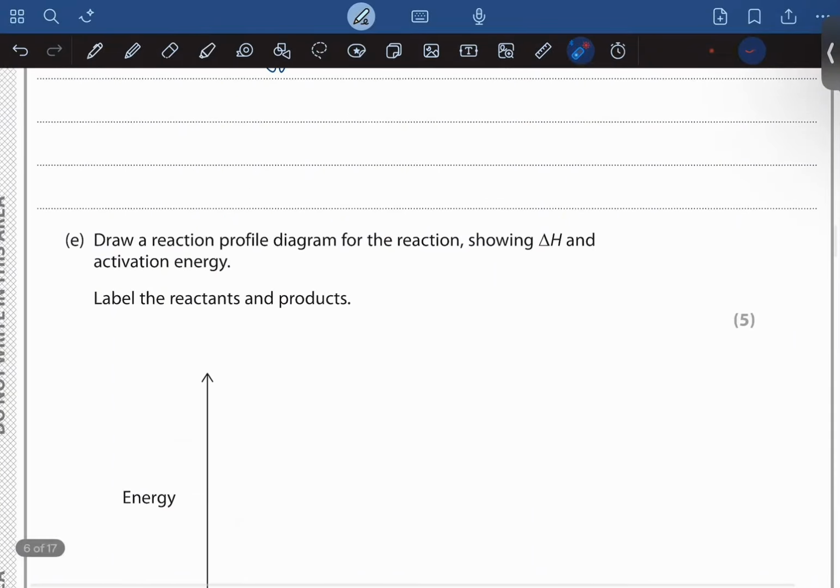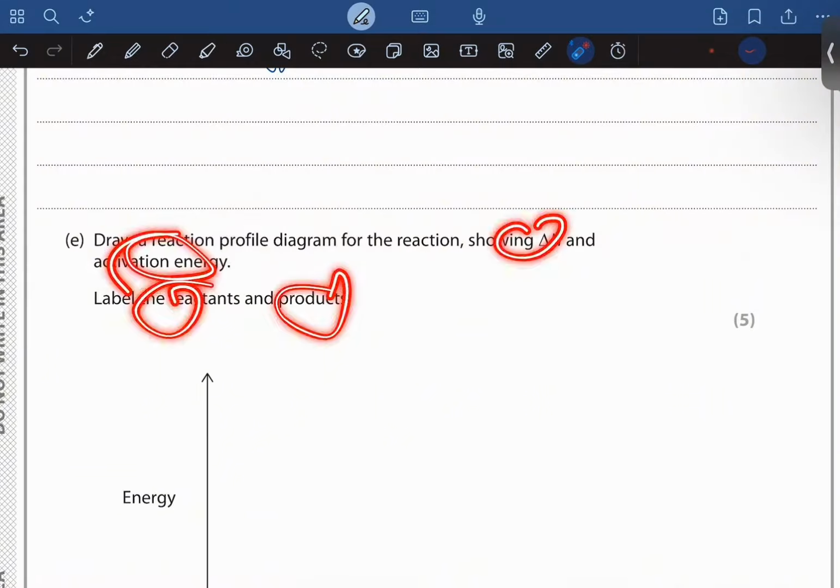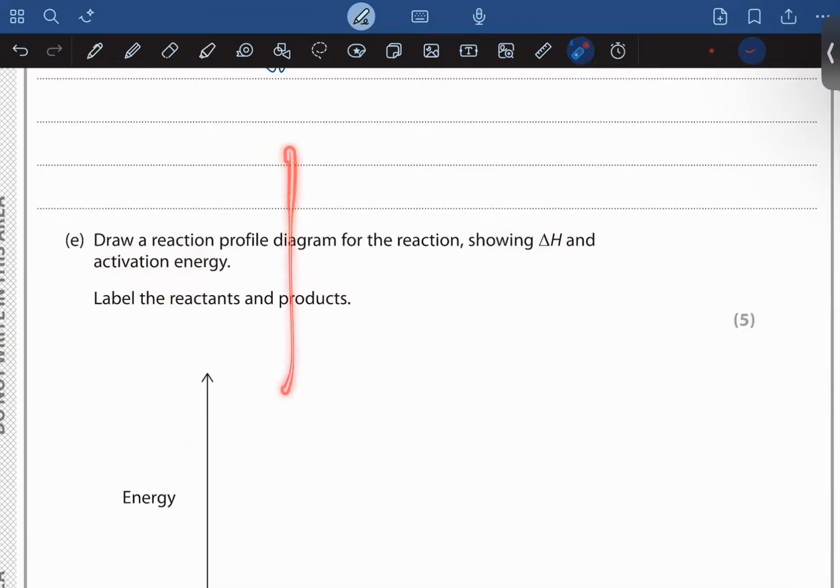Now, enthalpy profile diagram showing delta H and activation energy, reactants and product. Okay. Exothermic energy profile diagram. So this is not going to be an energy level diagram like this. So this is going to be an energy profile diagram, and this is going to be for an exothermic reaction, which means that delta H should be pointing downwards.